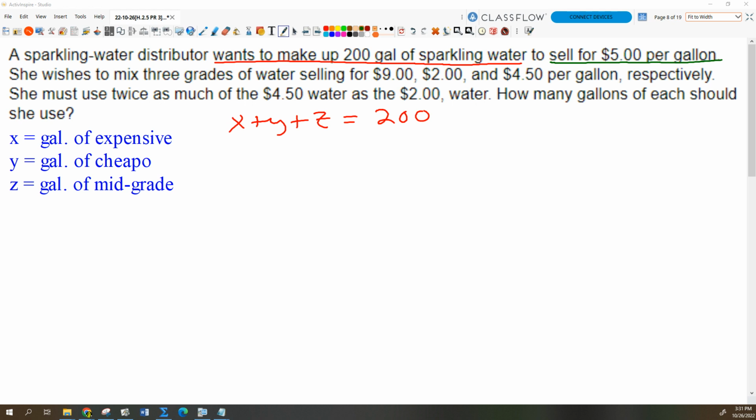So what is the value of the expensive water? Well, isn't that just 9x? $9 per gallon times X gallons. The value of the cheapo water is 2y, and the value of the mid-grade water is 4.5z, and that all equals 1,000, which is coming from 5 times 200, right? Okay, good.